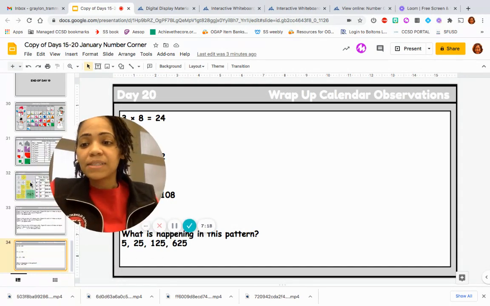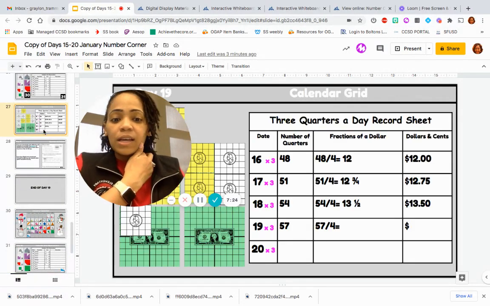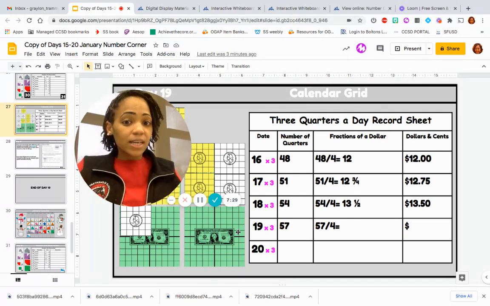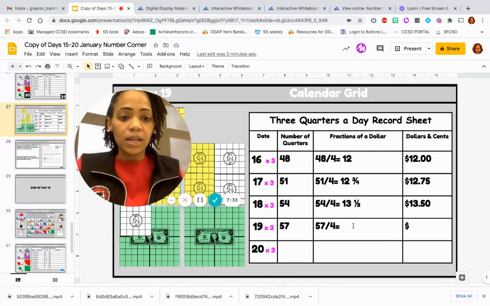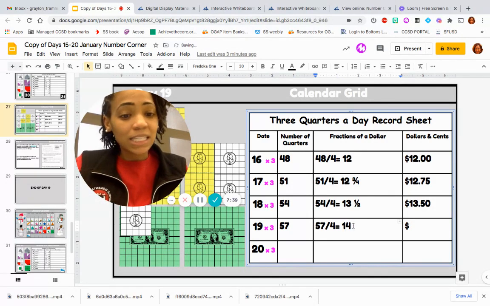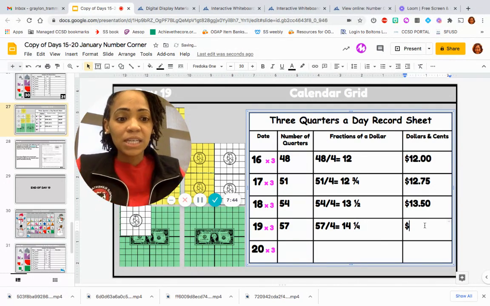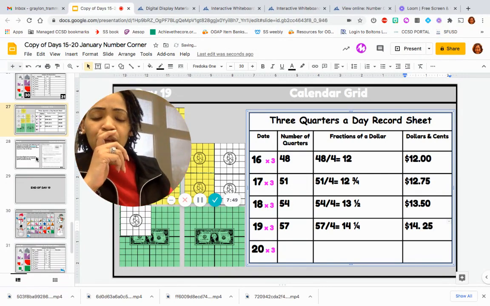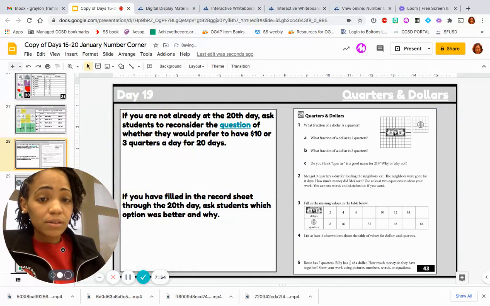Okay, so let's also look at our calendar collector. We've had 19 school days in January, and so that gives us 57 quarters, 57 fourths, and that means we have 14 and 1/4, right, which is $14.25.